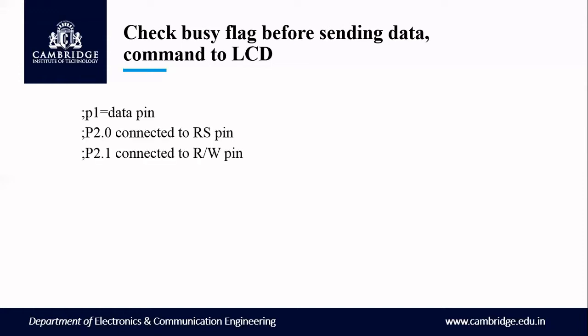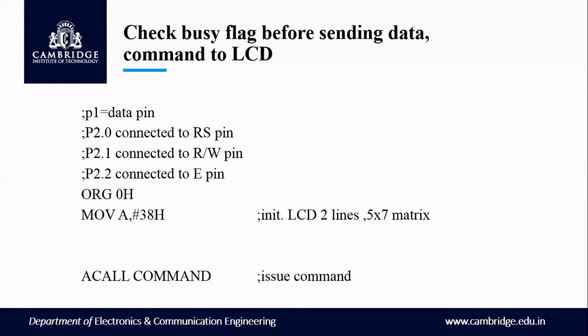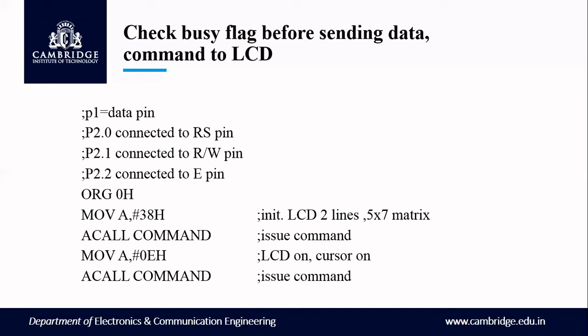So let us see this program. This is the same thing: P1 data pins, P2.0 for RS, P2.1 for the read/write pin, P2.2 for the enable pin. So ORG 0. Now I want to send 38 as a command code. I'm loading that into the accumulator, then I'll call command write, that is a subroutine. Then again I'll take one more command code and again I'll call. So here we are not including any delays. But when you go into the subroutine called command, there we need to check whether the LCD is busy or ready. So in that case, we need to remember.